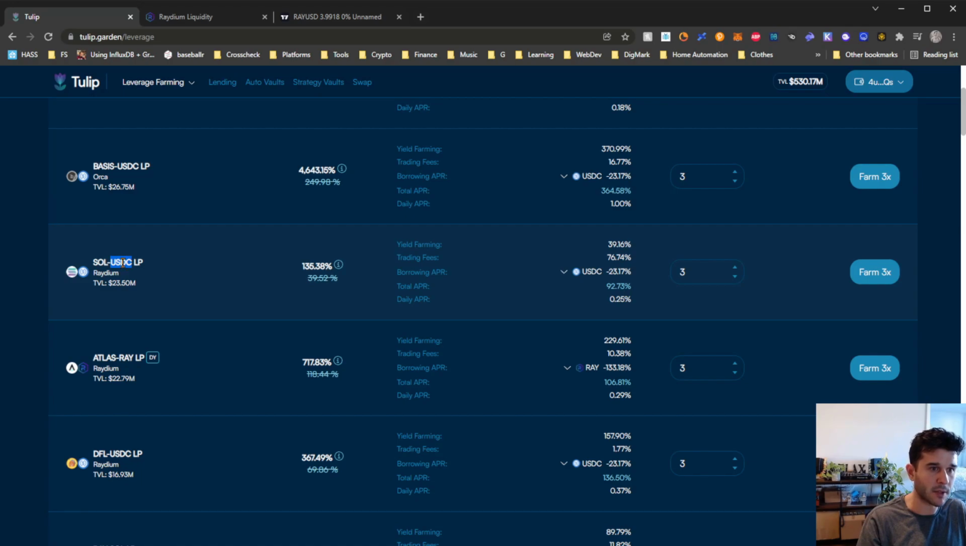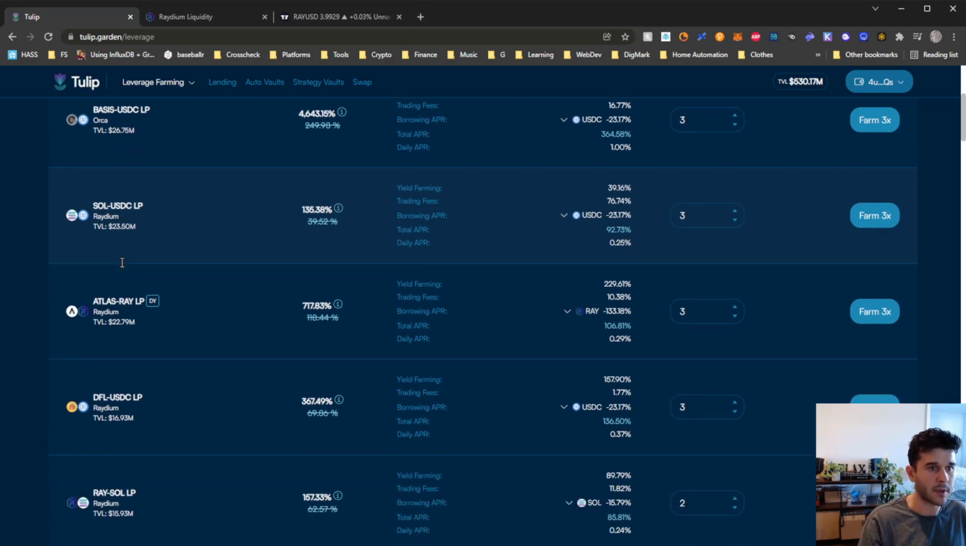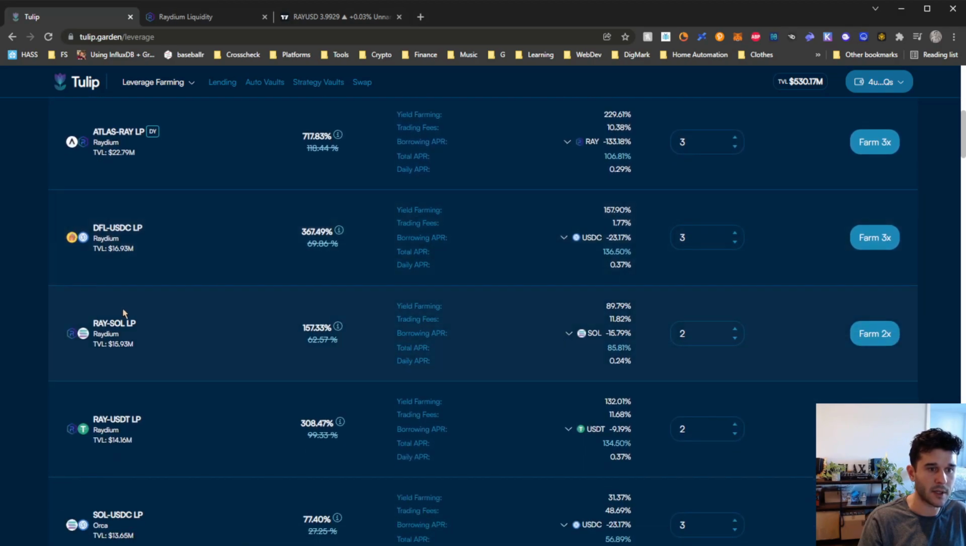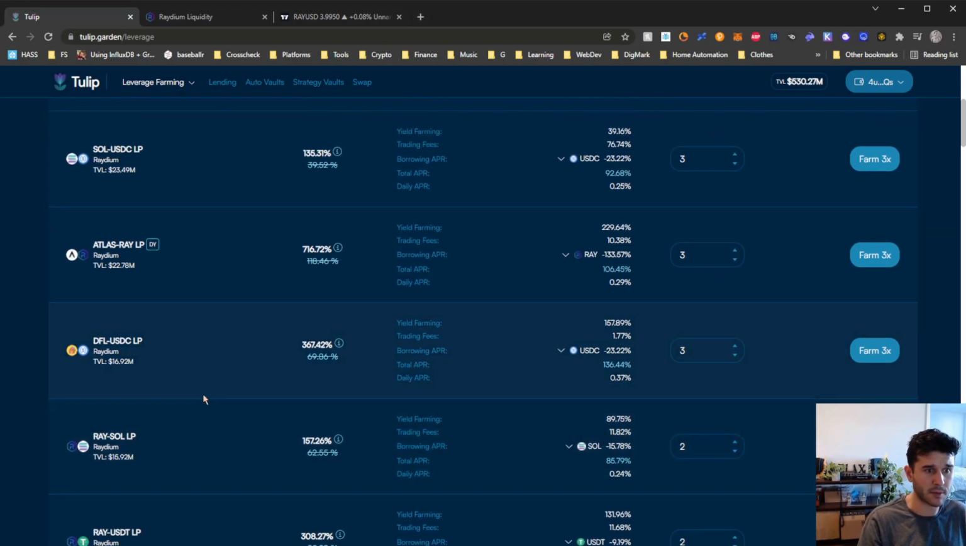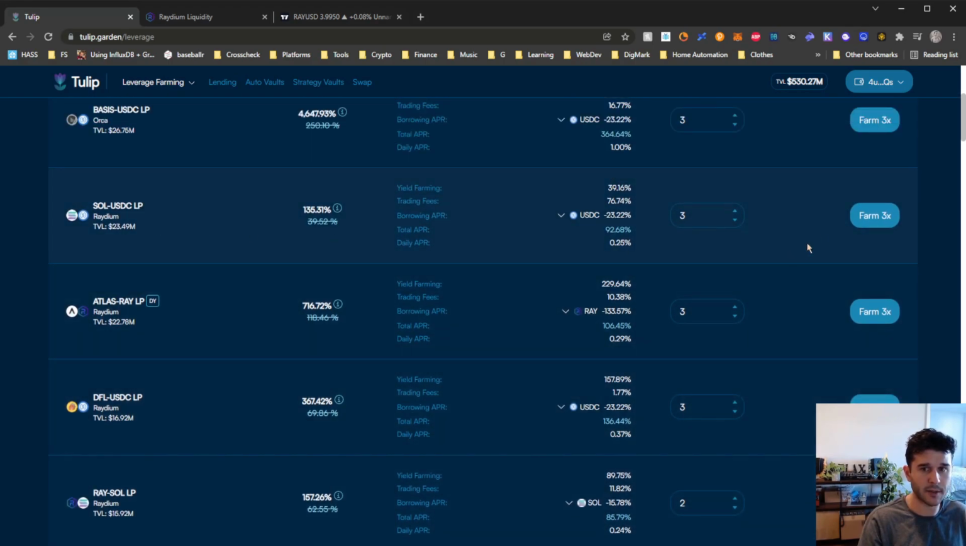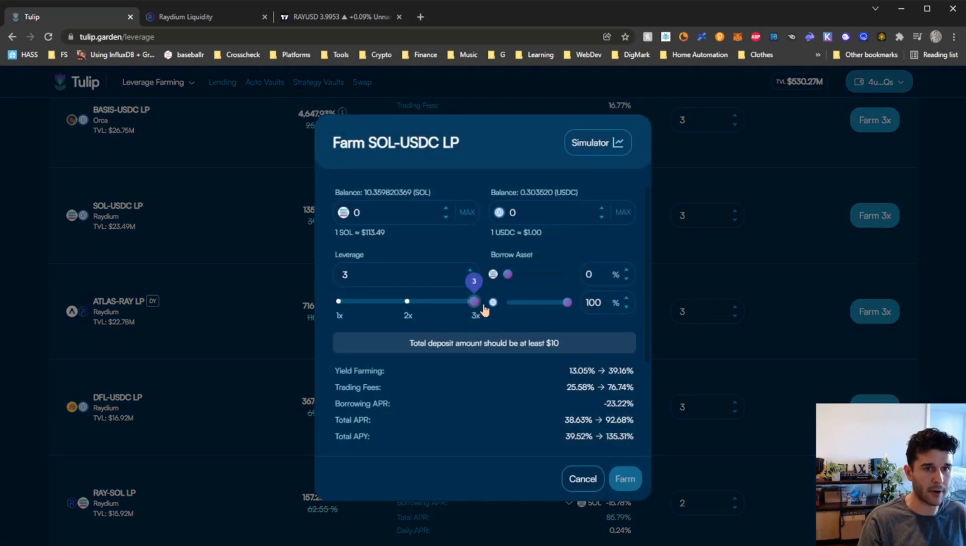There are two options. You can always pair with a stable asset, which is going to be a little bit less risky, but will expose you to some impermanent loss. You can also do two separate tokens like Ray and Sol, which are both volatile. That's going to add some risk, but potentially offset the impermanent loss risk. We'll touch on that after we cover the stablecoin pairing.